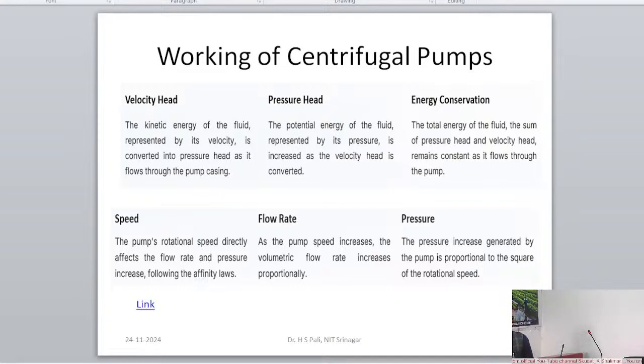What exactly is going on in the pump? We are supplying electrical power or power from the PV panel. That energy is converted into rotational power, meaning kinetic energy, and that kinetic energy is converted into pressure energy. So this is the whole concept on the basis of which the pump works. So energy conservation is an important part, but in terms of parameters we want to see the speed, flow rate, and pressure.